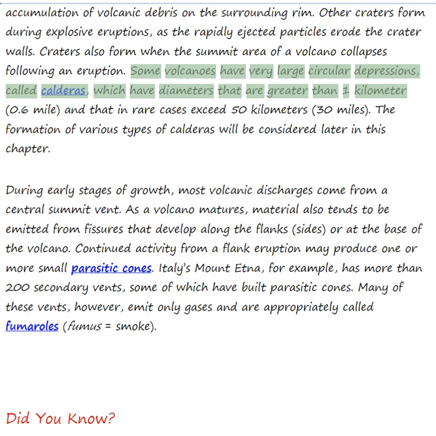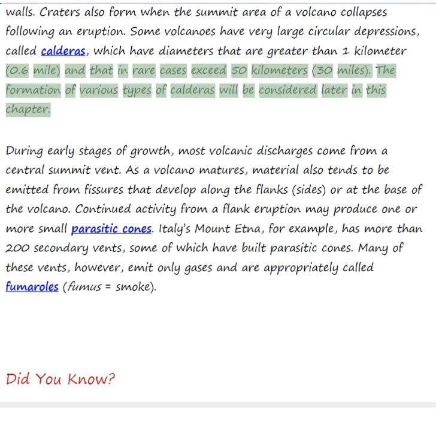Some volcanoes have very large circular depressions, called calderas, which have diameters that are greater than 1 kilometer, and that in rare cases exceed 50 kilometers. The formation of various types of calderas will be considered later in this chapter.